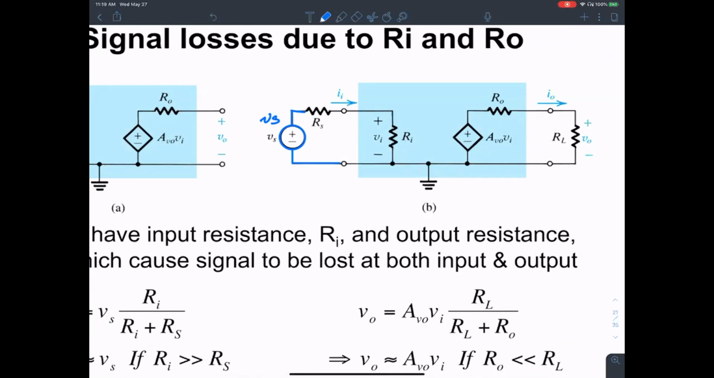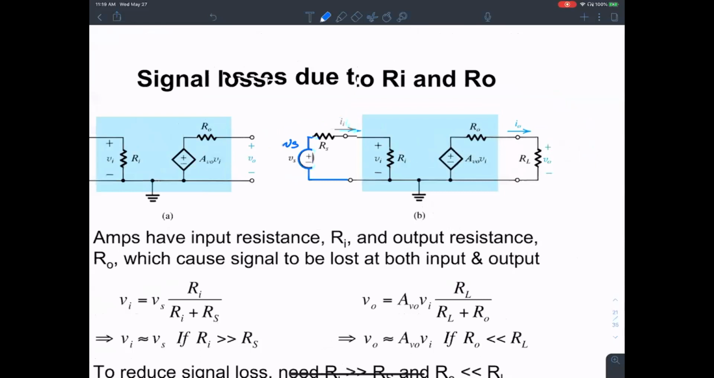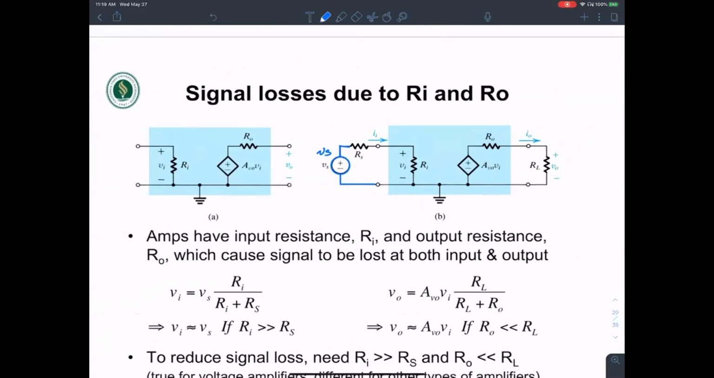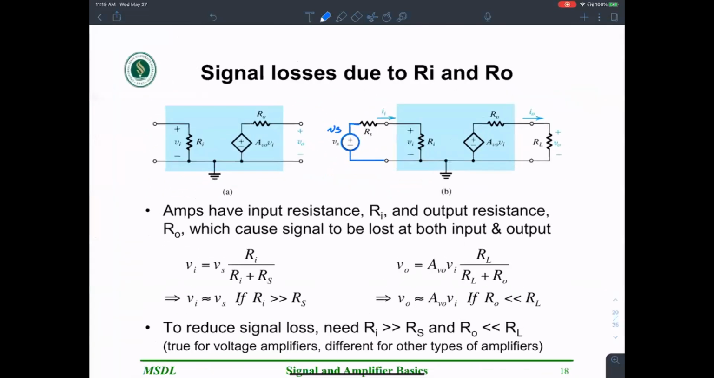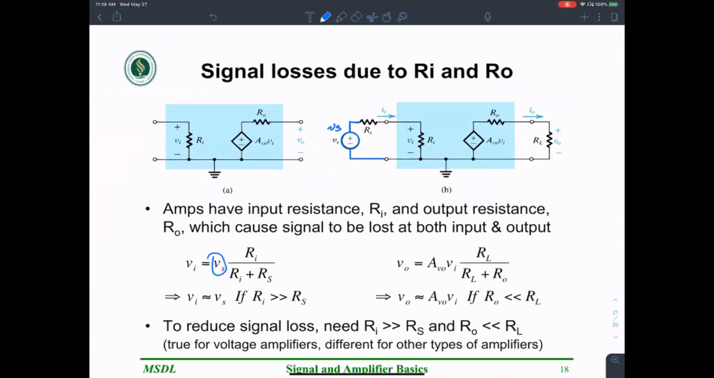Remember? The voltage divider, right? So it'd just be the source times the input resistor over the sum of the input and source resistors. Yes, correct. That's exactly shown here. The input seen by the resistance Ri is the voltage division, Ri over Ri plus Rs.